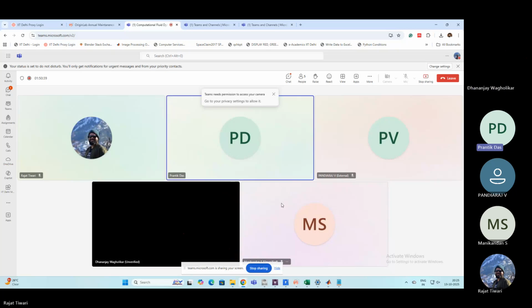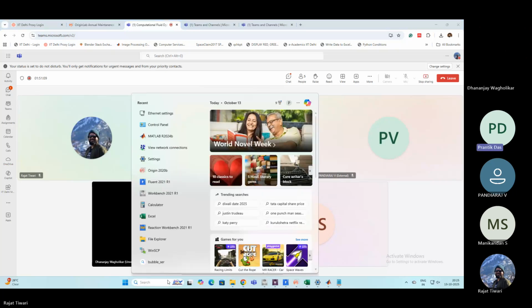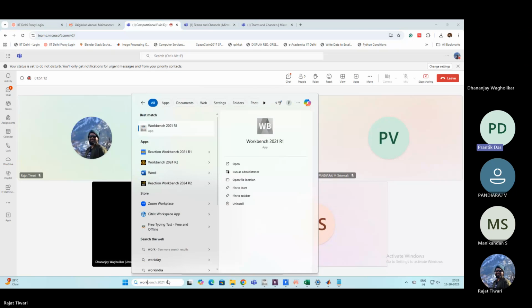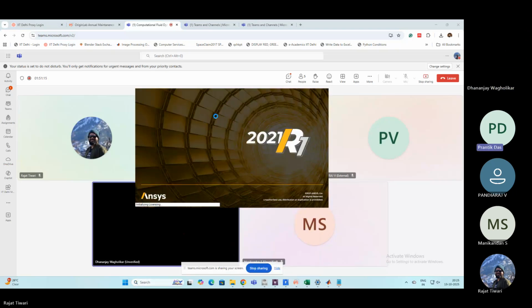Another thing I was thinking was of doing a pipe flow simulation today. How many of you actually know how to use the ANSYS Fluent solver? ANSYS Fluent is typically a finite volume solver. So I'm going to the Workbench itself. I have the 2021 R1 version installed in my PC. What I'm trying to do is basically a pipe flow problem.